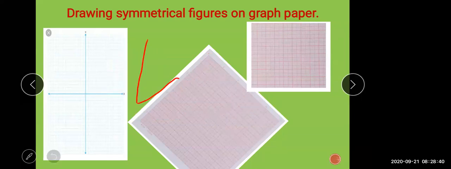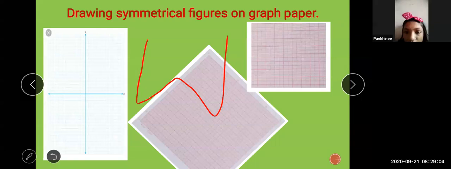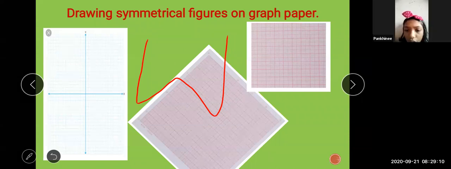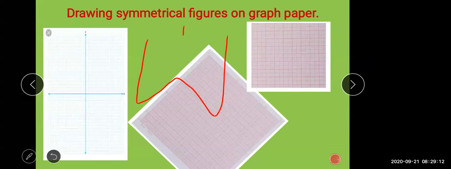Capital W. Can we draw the axis in capital W? Yes. How many? Yes, we can draw an axis. But how many axes can we draw on the W? Sir, we can draw 2 axes. No, 1 axis. We can draw only one axis on the capital W. Okay.